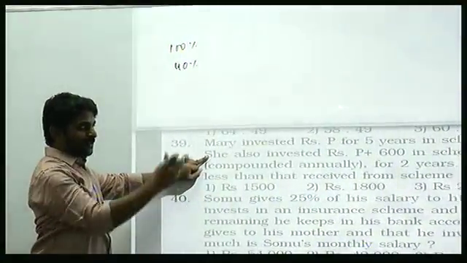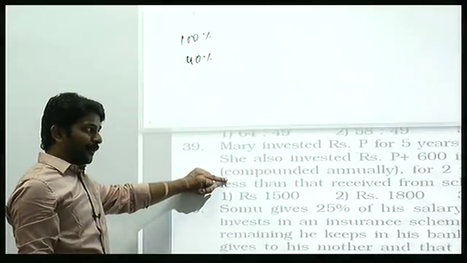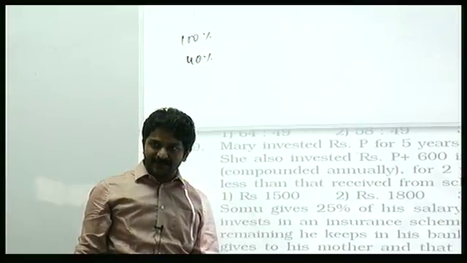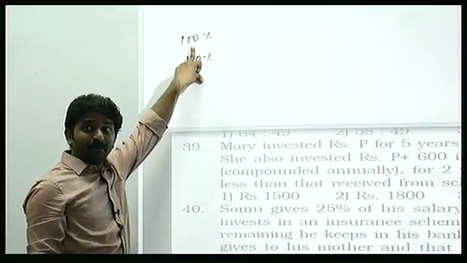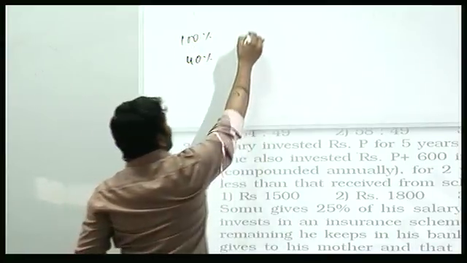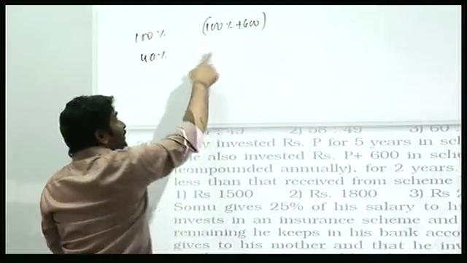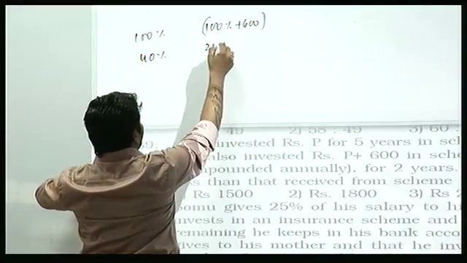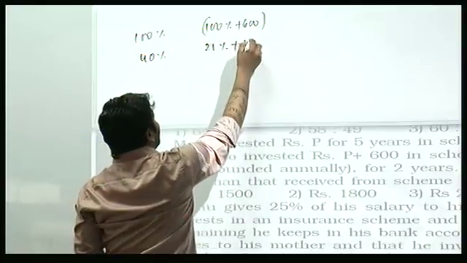Original principal is 100%. She also invested P plus 600 rupees in scheme B, which offers 10% compound interest for 2 years. 10% compound interest for 2 years will be equal to 21%. 21% of initial value plus 600. So that is 100% plus 600. On this number you will get 21%. 21% of this number is straightforward 21% plus 21% of 600, which is 126.